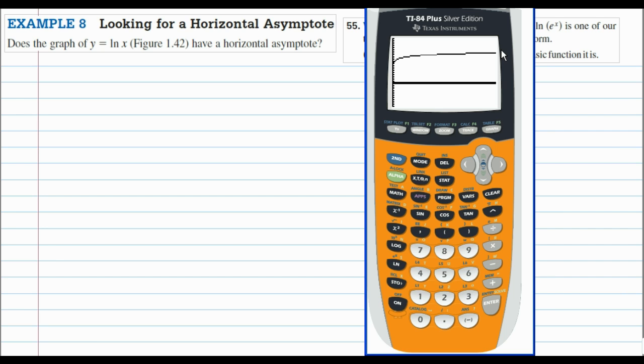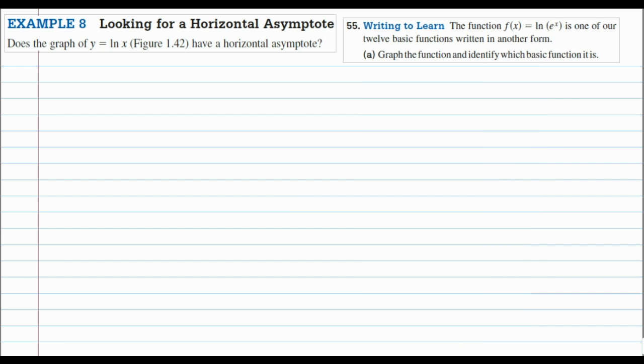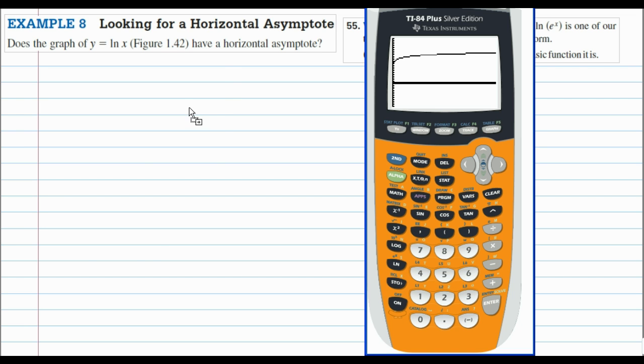Well, let me just put an end to this. There is no horizontal asymptote for y equals natural log of x. We're going to explore the natural log of x more in chapter 3, but for right now you need to be aware that there is no horizontal asymptote for y equals the natural log of x.